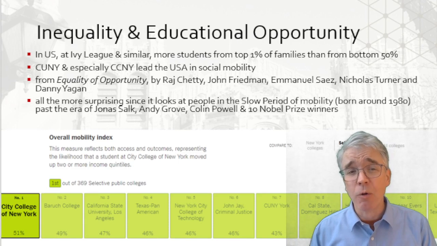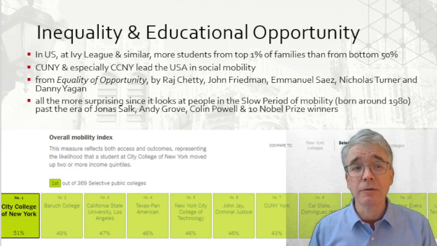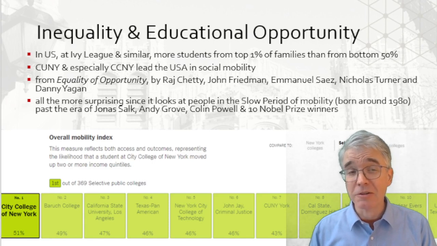While we're talking about inequality and educational opportunity, let's talk about the City College of New York. We are #1 in the nation for overall social mobility. Students at City College are more likely to be making more money than their families did. So remember, your own experience is weird by the standards of the U.S. In many other places where people are born largely determines where they'll end up.